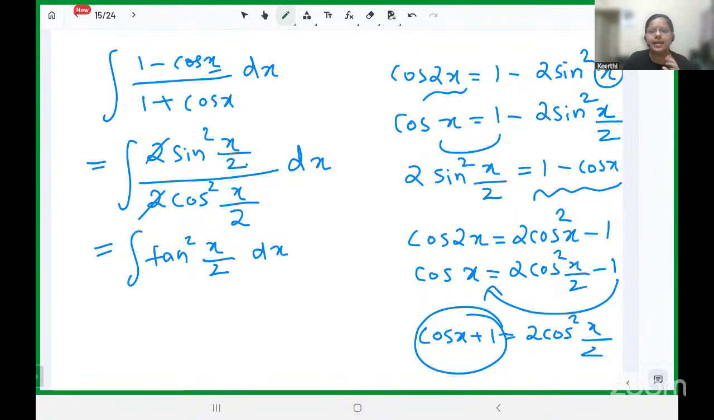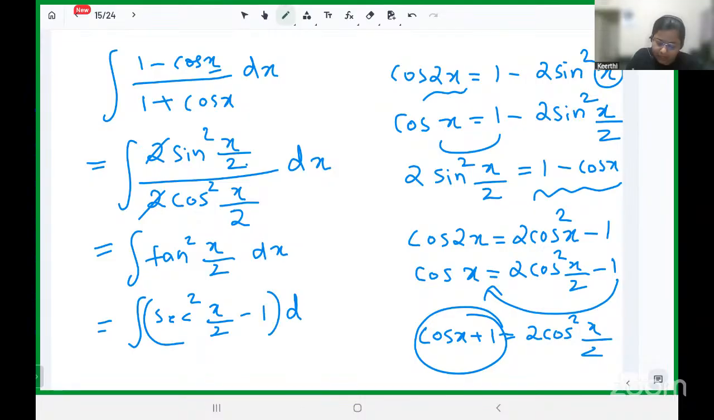Tan square x by 2 dx. And what is this tan square x by 2? Is there any trigonometric identity? We don't know the standard result for tan square, isn't it? So is there any trigonometric identity? We can replace this one as sec square x by 2 minus 1, because we know sec square x minus tan square x is equal to 1. So from that you will get sec square x minus 1. You take this 1 to the other side.